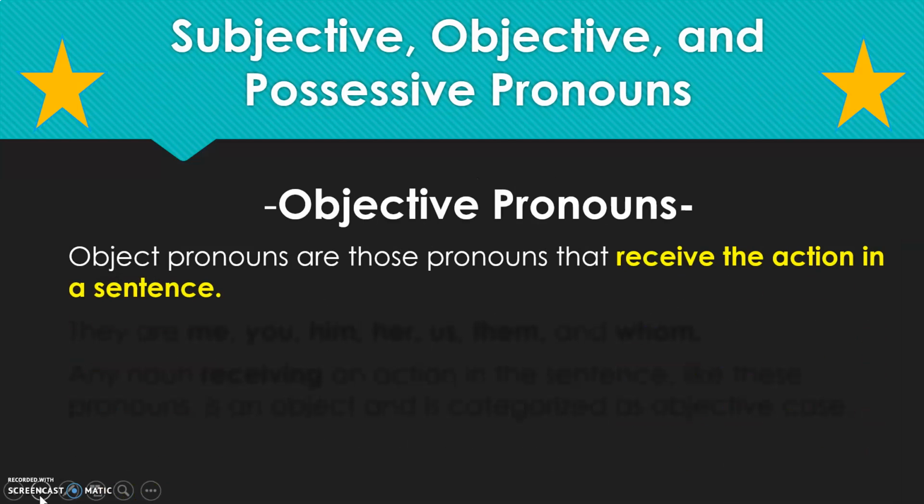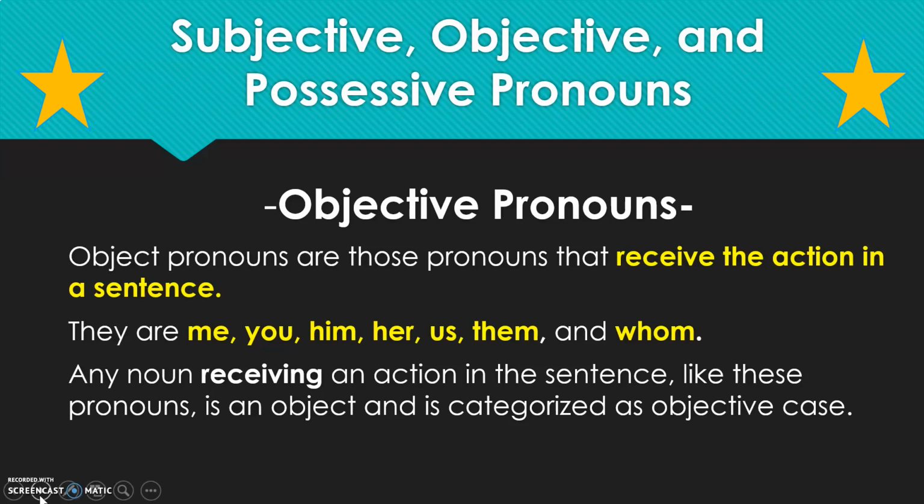Okay, so moving on to objective pronouns. So object pronouns are those pronouns that receive the action in a sentence. Again, you're writing those highlighted words, those yellow words, as the definition, receive the action in a sentence. They are me, you, him, her, us, them, and whom. So go ahead and write your example pronouns in there. Any noun receiving an action in the sentence, like these pronouns, is an object and is categorized as an objective case. If you need more time to write down these yellow words here, you can pause the video here.